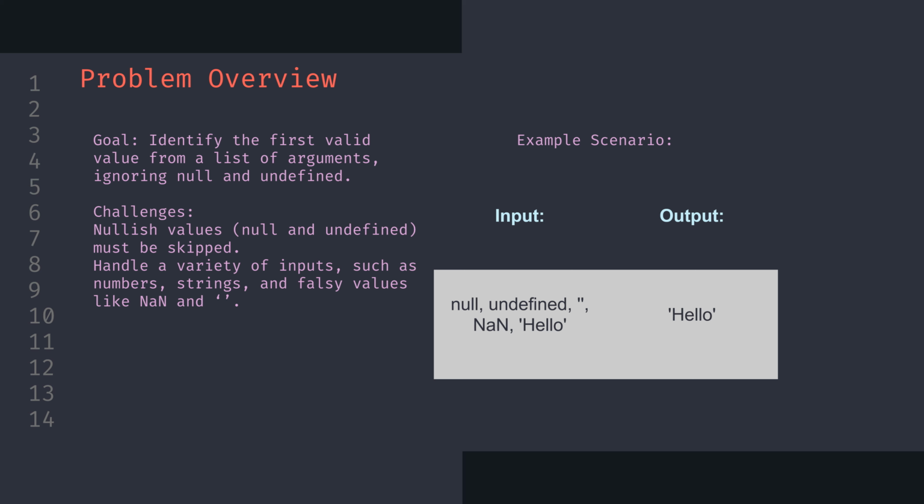The challenge here is to identify the first non-null and non-undefined value from a series of inputs. Falsy values, like empty strings and NaN, should not be excluded unless explicitly null or undefined.